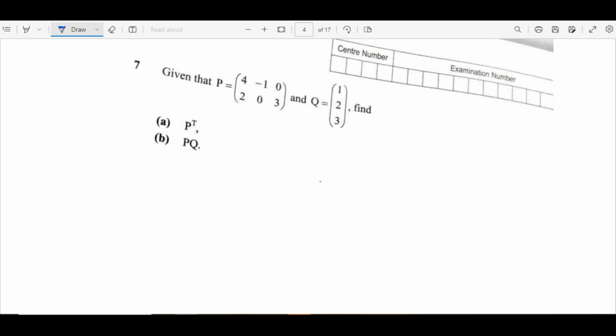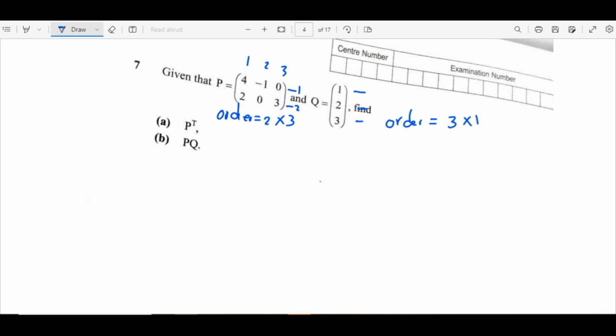Okay, we move on to question 7. Given that matrix P is equal to 4, negative 1, 0, 2, 0, 3, and Q is 1, 2, 3. Let's find the order for matrix P. The order: row 1, row 2, so it's 2 by the columns 1, 2, 3. So it's a 2 by 3. The Q has the order of 3 by 1 because there are 3 rows and 1 column.